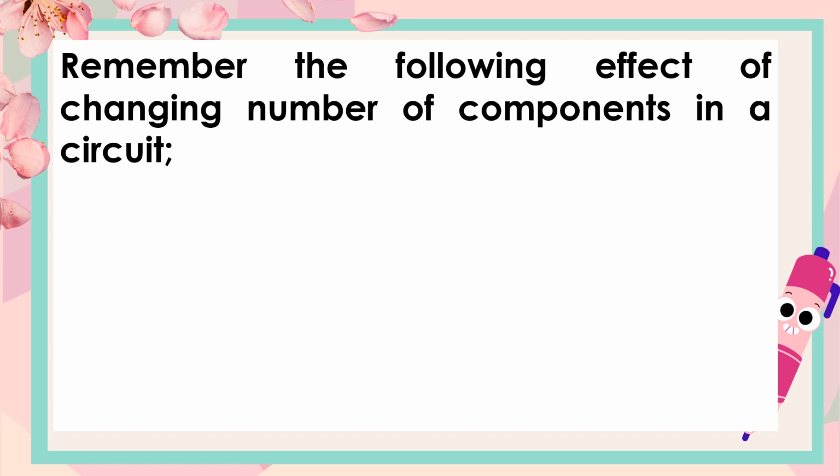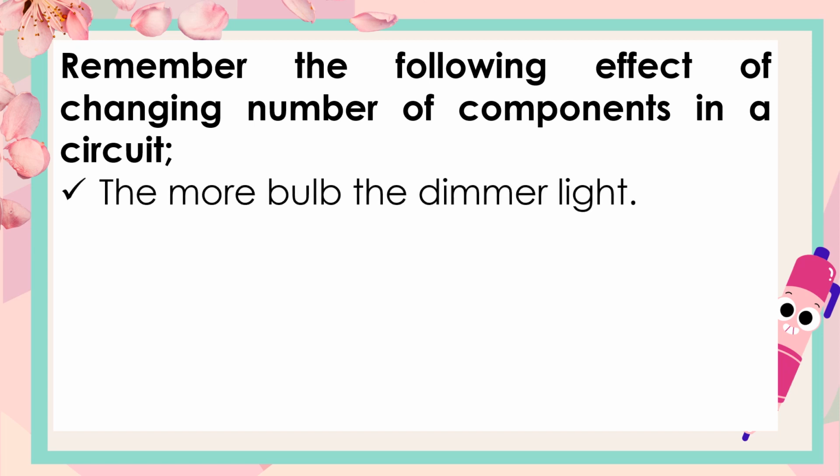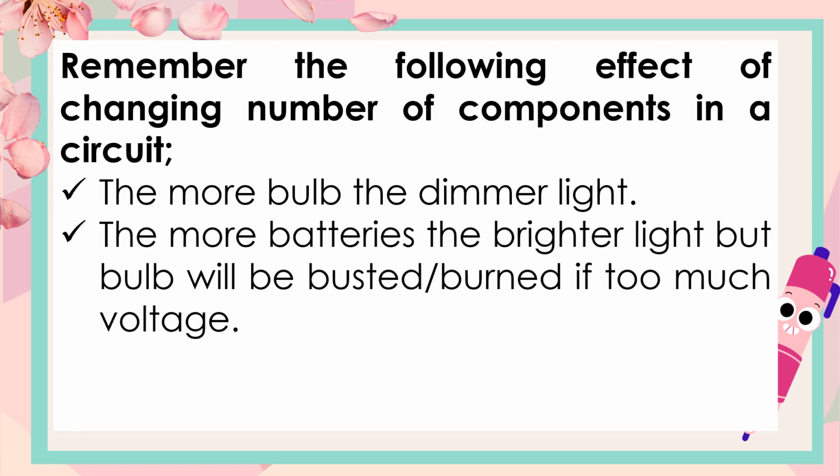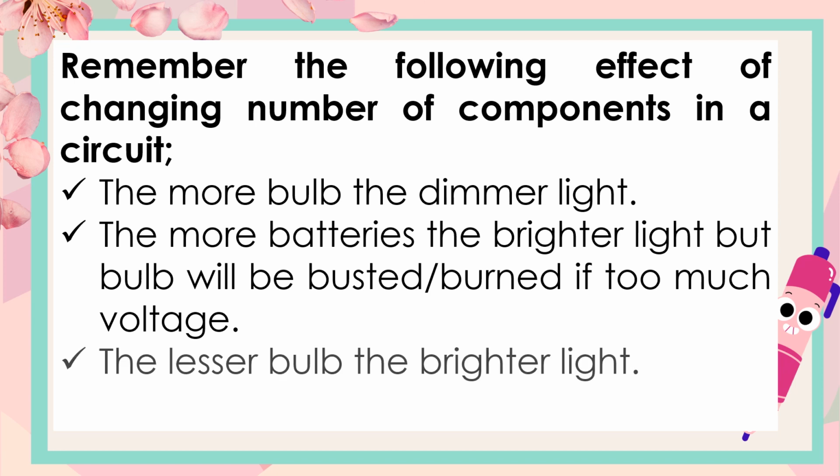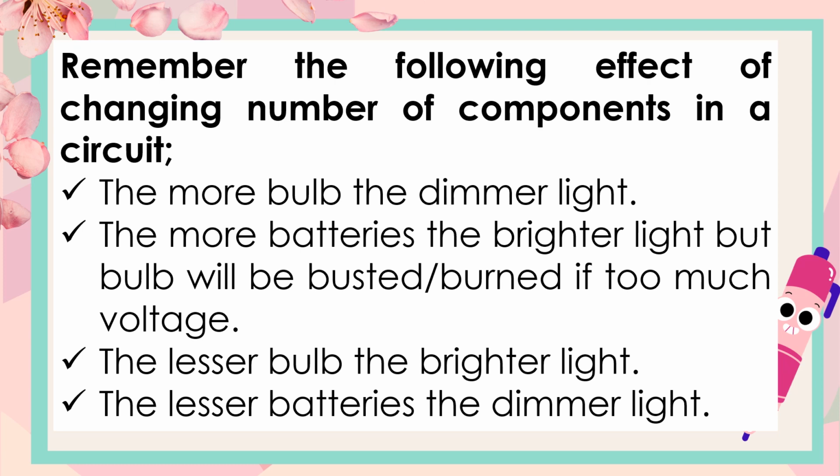Remember the following effects of changing the number of components in a circuit. First, the more bulbs, the dimmer the light. The more batteries, the brighter the light, but the bulb will be busted or burned if there is too much voltage. The fewer bulbs, the brighter the light. The fewer batteries, the dimmer the light.